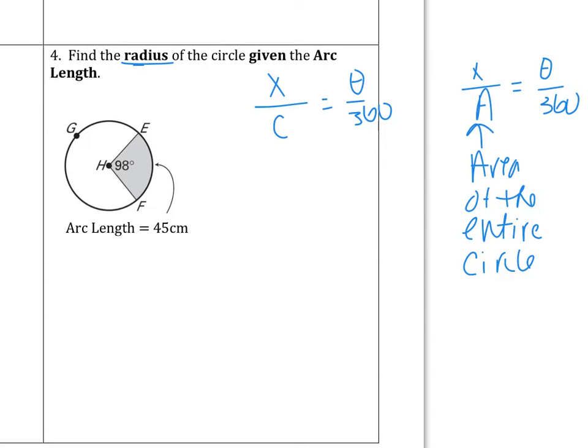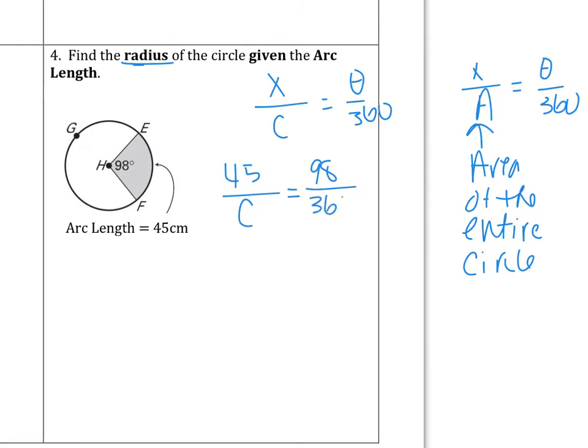That arc length is going to be plugged in for x. We don't know the circumference, so that's going to stay C. The angle is 98. So here the shaded angle is 98. If the other side is shaded, then we would have to subtract from 360. So in this problem we can just do the 98 as it is, but for example the one we saw in the first attempt of the test, we had to subtract from 360.